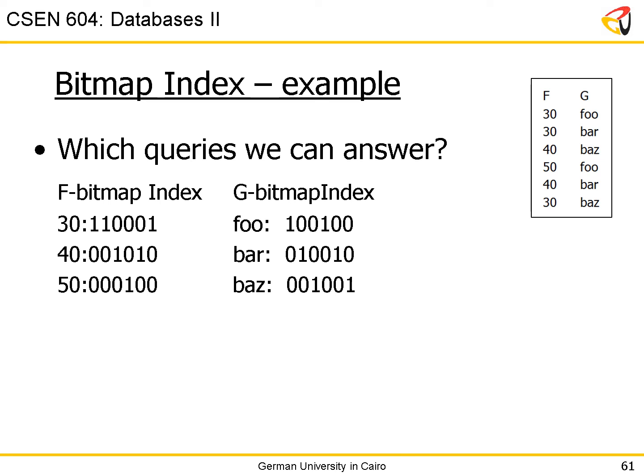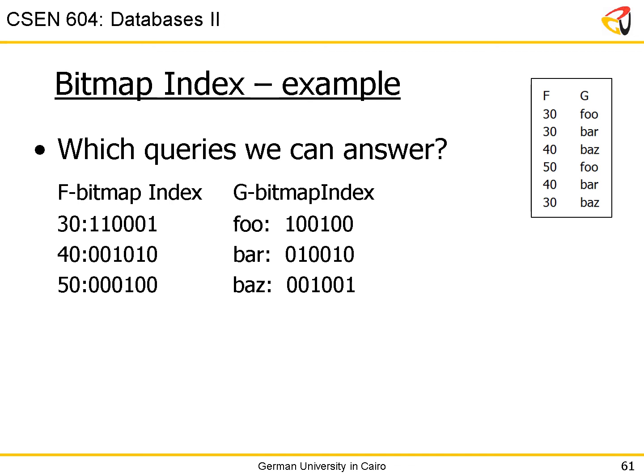Well, before we actually address this, let's see why this is interesting. What can I answer with these bitmaps? If I get select star from where f equal to 30 and g equal to foo, can I answer it? Yes. I will grab the bitmap for 30, grab the bitmap for foo, and since it's an AND, I'm going to bitwise AND the bitmap for 30 and the bitmap for foo. So this is something interesting. We haven't seen anything similar to this before, okay?